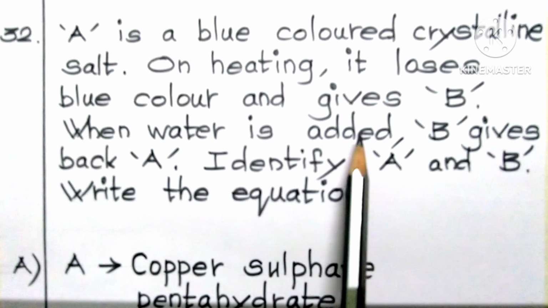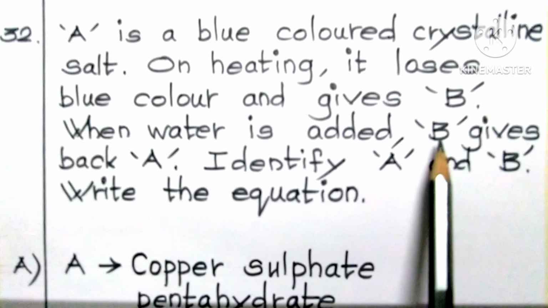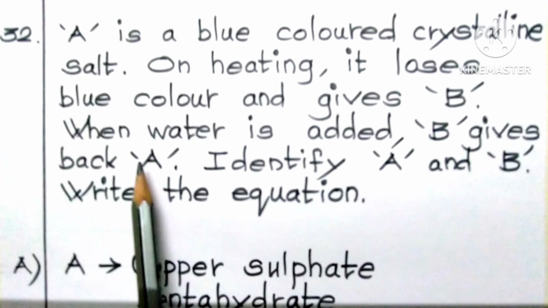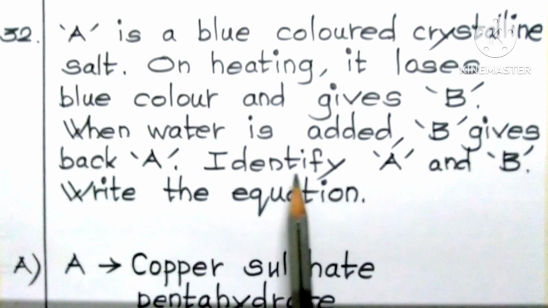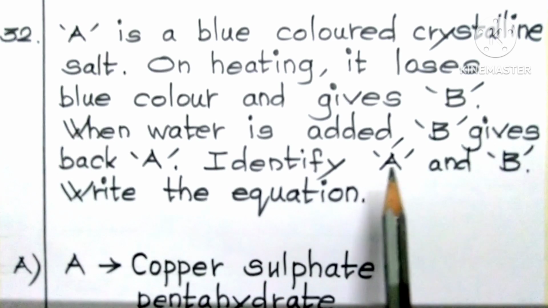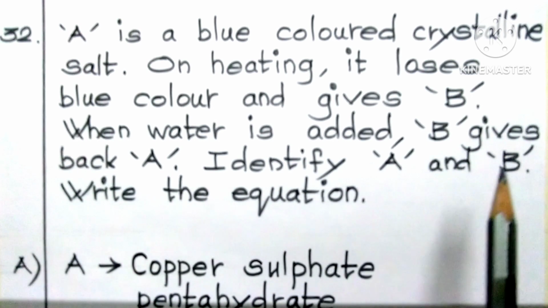When water is added, this compound B again becomes compound A, in other words, salt A. Now we are supposed to identify this A and B.